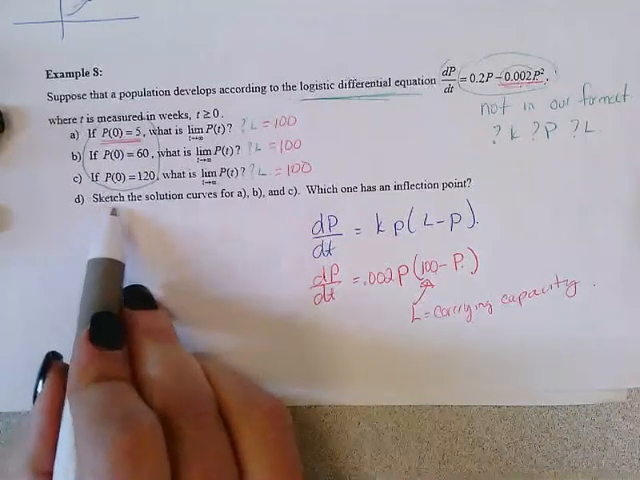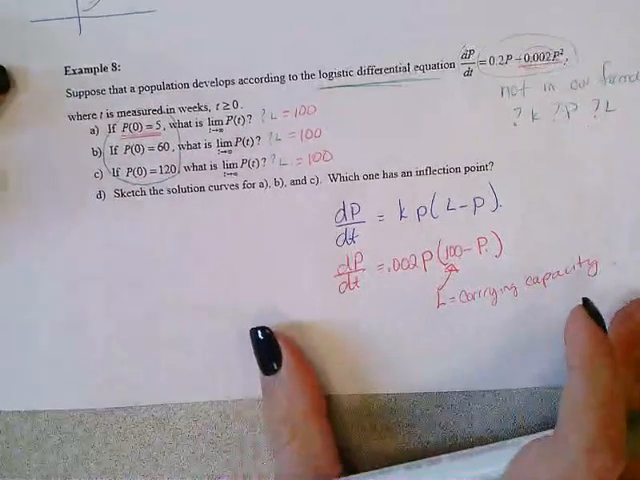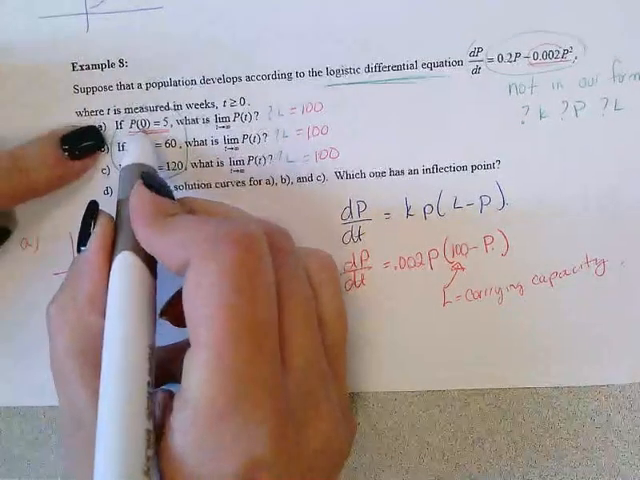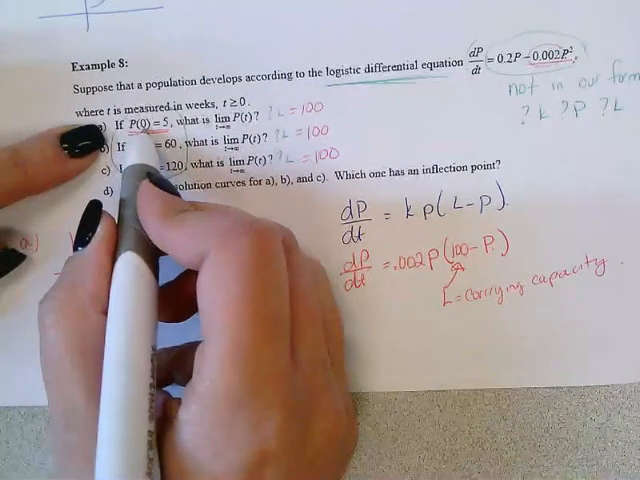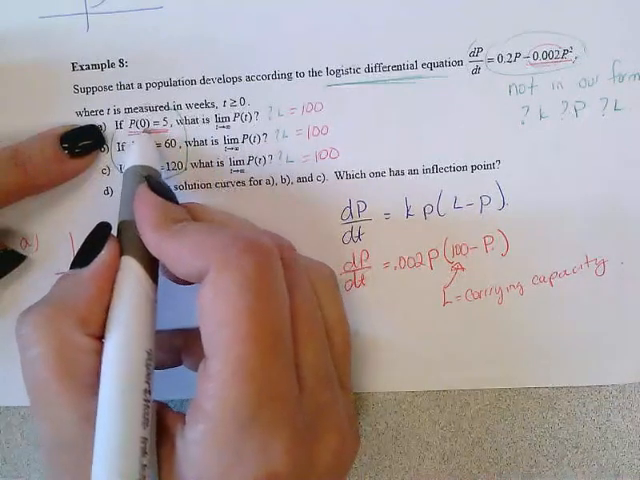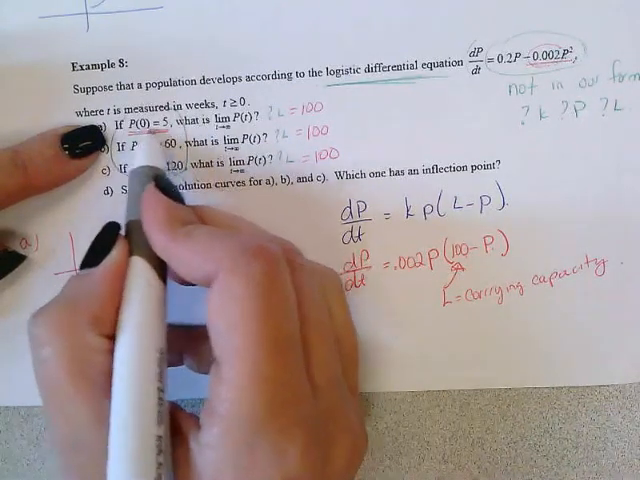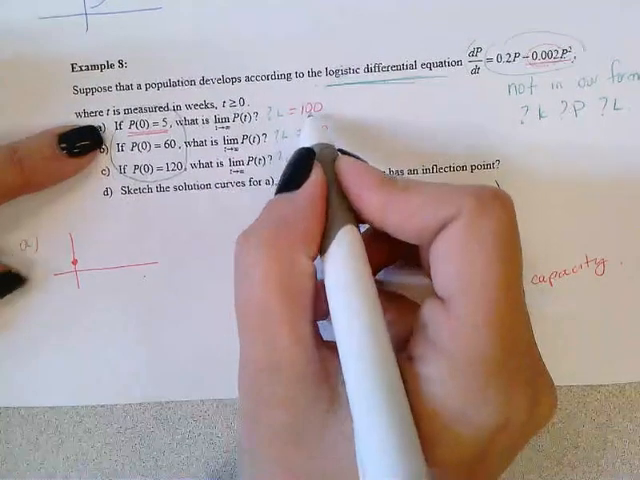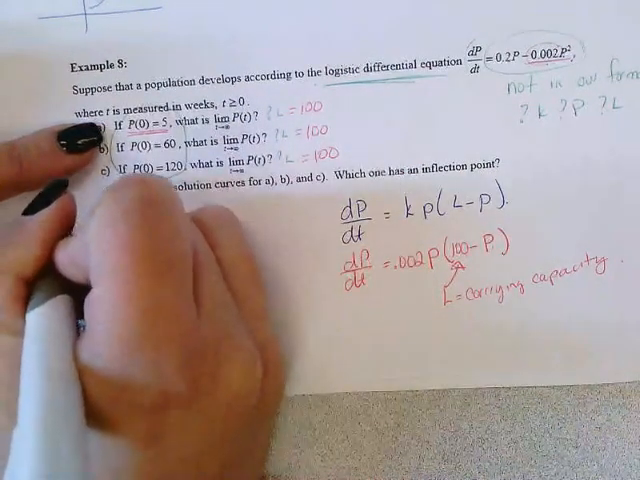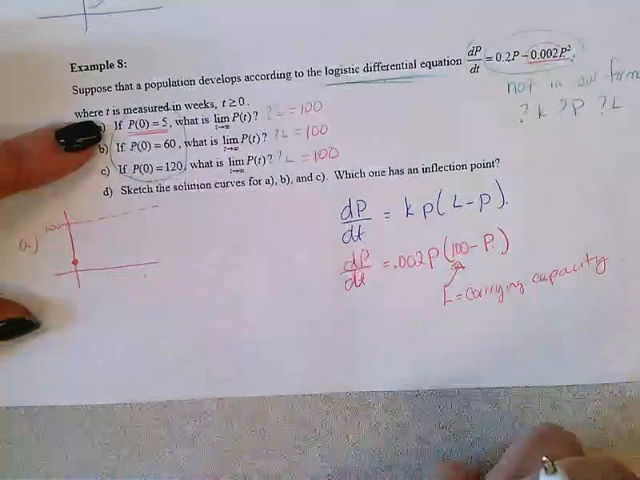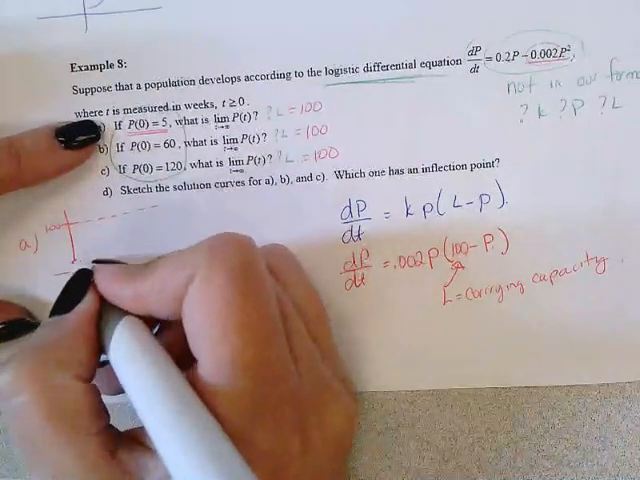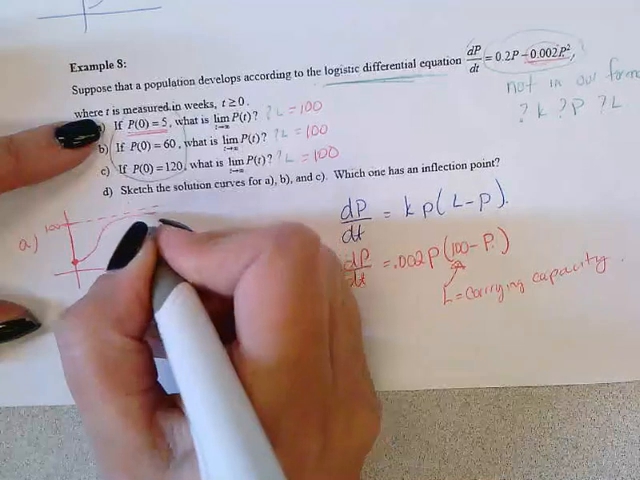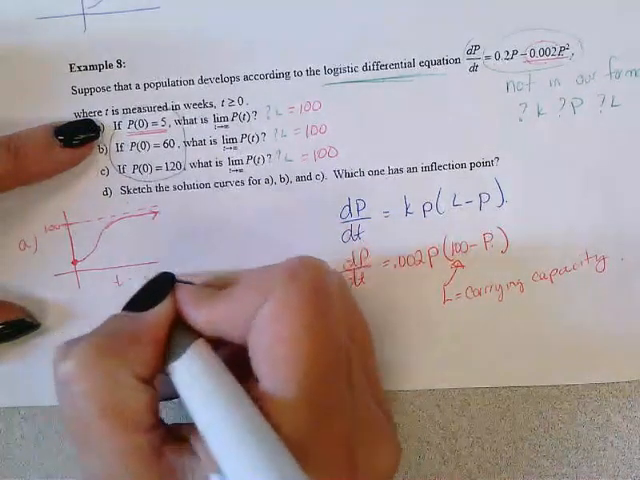Now, part D: sketch the solution curves for A, B, and C. Which one has the inflection point? So part A. This is all the logistic model, so keep that in mind. Part A says my y-intercept is 0.5. Let's call that 0.5. My L is at 100. So I'm going to draw that right here. Basically, I know that if this starts here, it's going to start growing exponentially, and then it's going to taper off as t approaches infinity.